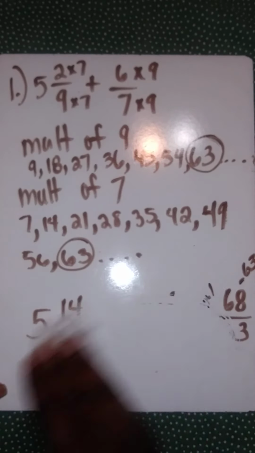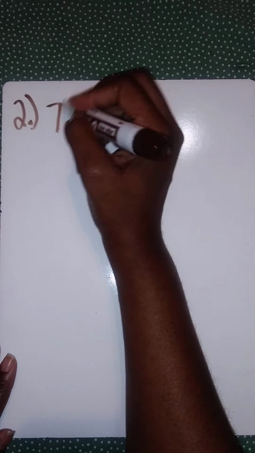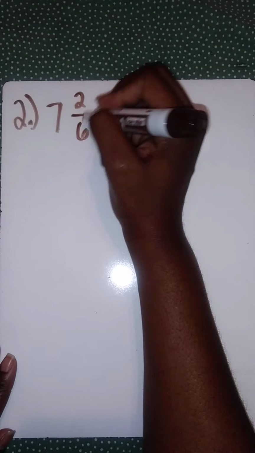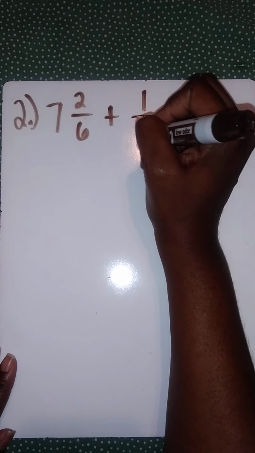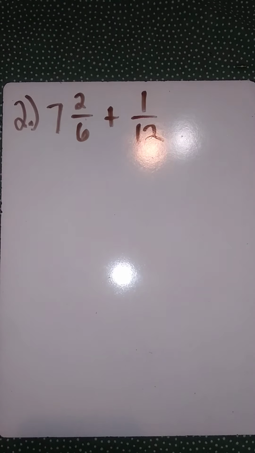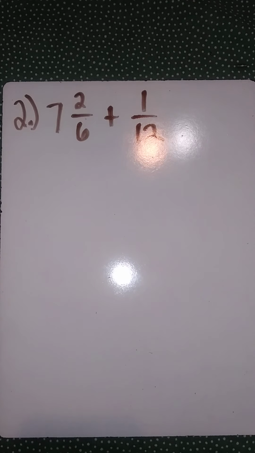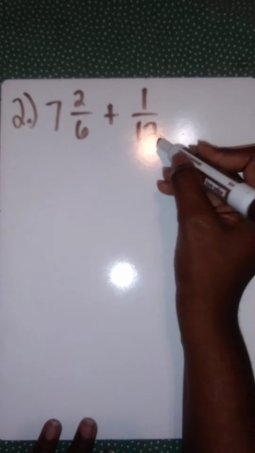Let's look at number 2 together. I got 7 and 2/6 plus 1/12. So I'm going to do this problem the same way. I see that I got 2 different denominators, so I'm going to do the multiples of 6 and the multiples of 12.